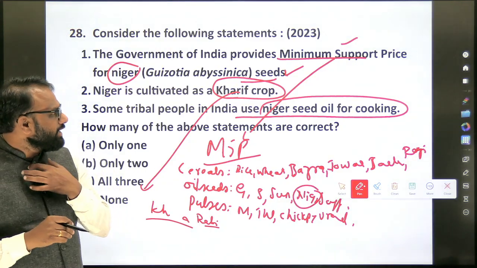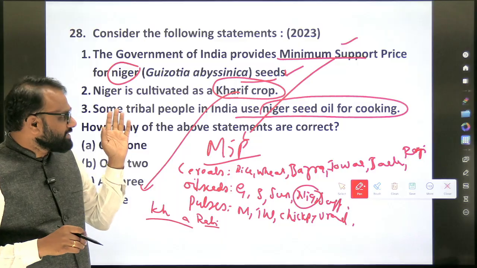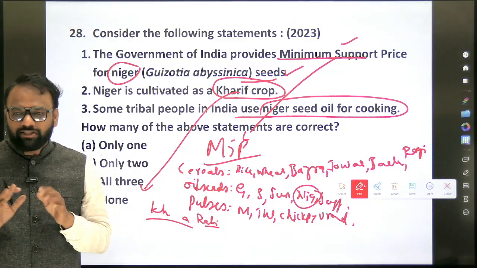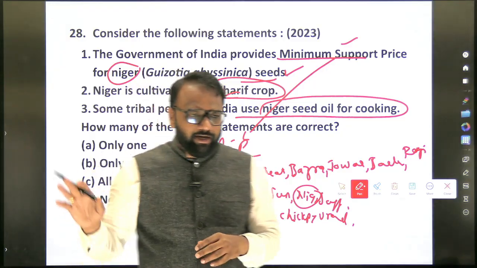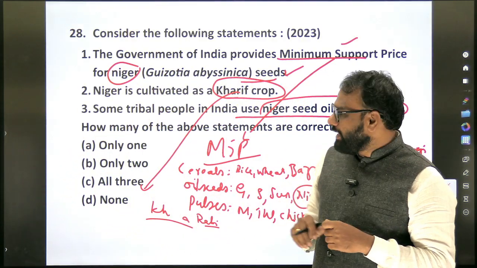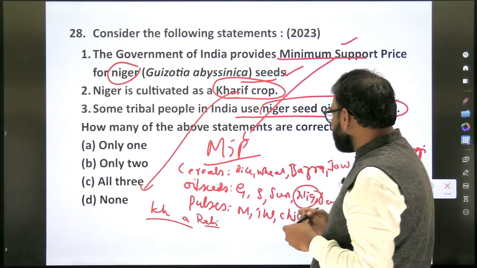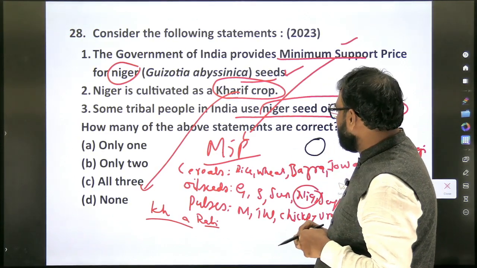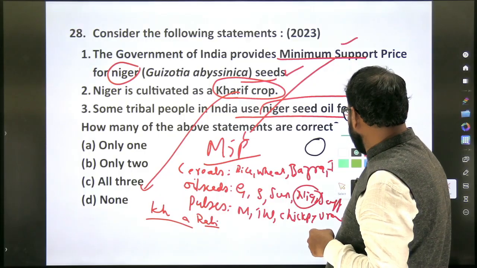Generally, whenever they mention such a statement, that it is cultivated as a kharif crop or rabi crop, the statement will be correct. Anyhow, we have the content, and from that you can note that the second statement is true. Next, how many of the above statements are correct? Next, the third one.